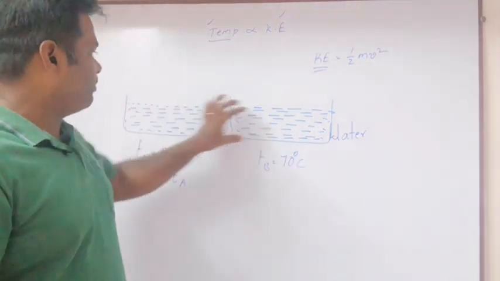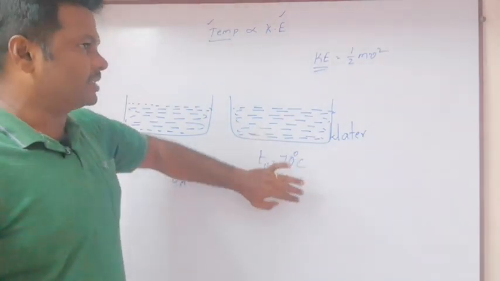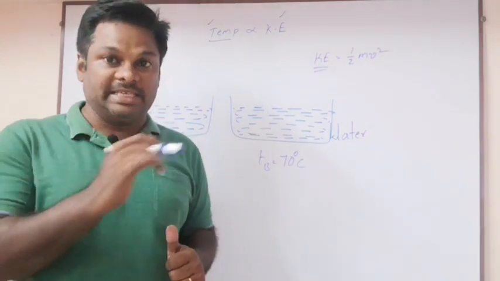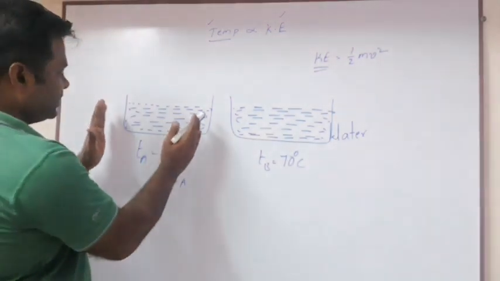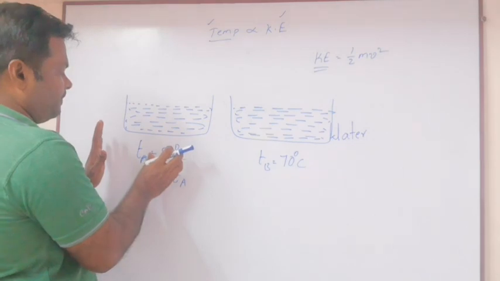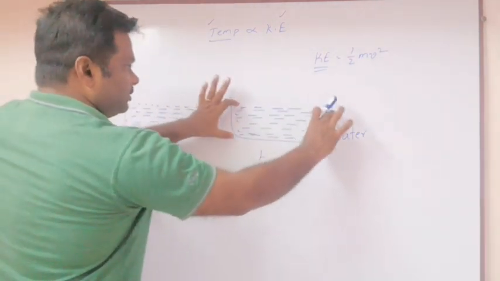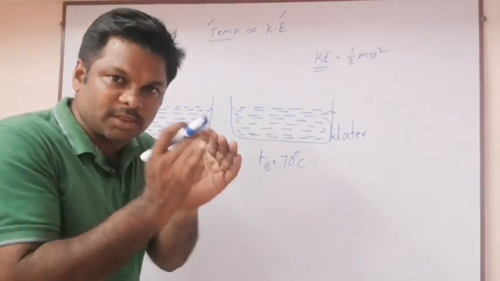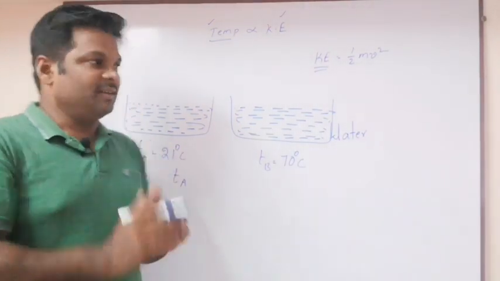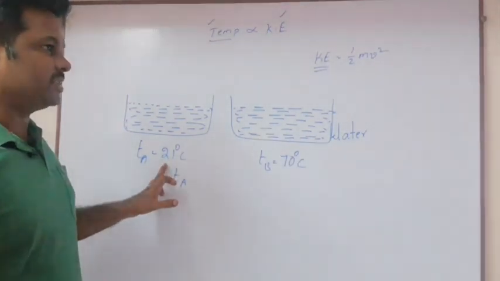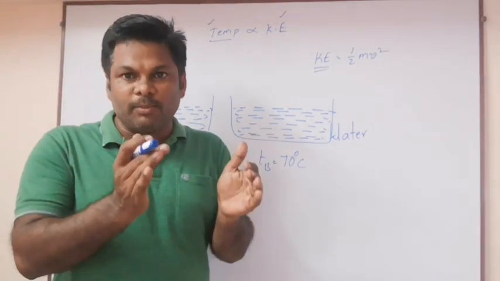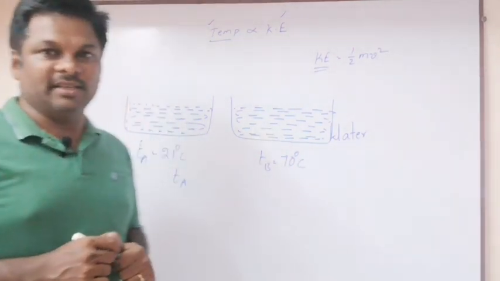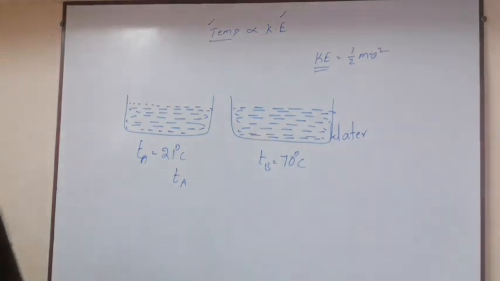Here the temperature is high because it contains more heat. And here the temperature is less, that is 21 degrees centigrade. It contains the same amount of water, but it contains a small amount of heat in it. That is why its temperature is 21 degrees centigrade. It contains more heat in it, so its temperature is 70 degrees centigrade. I hope you got this.